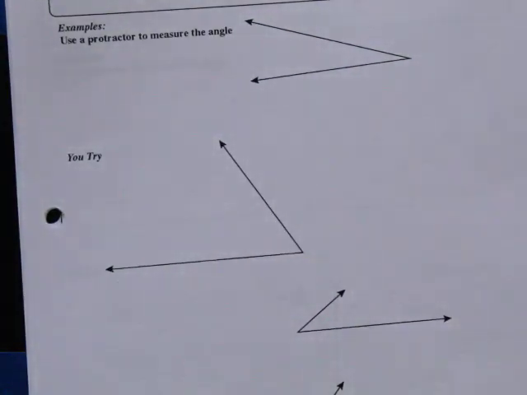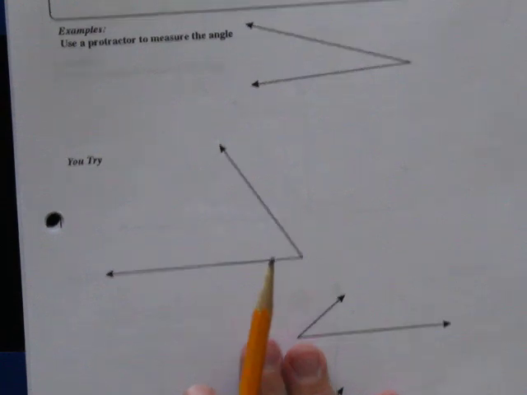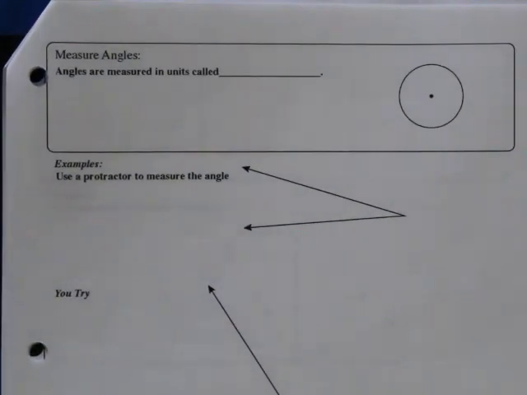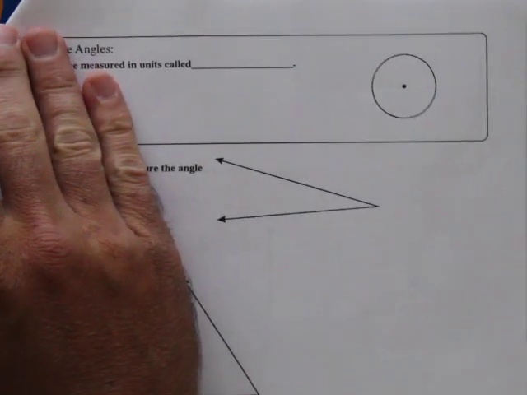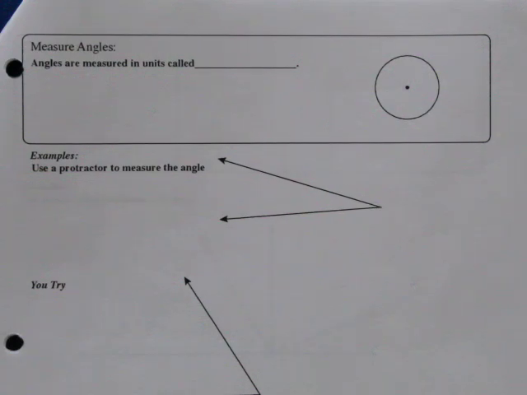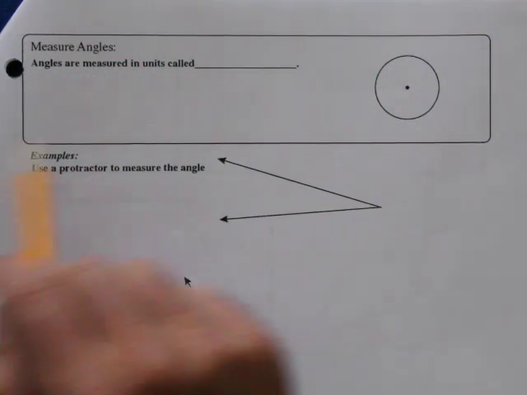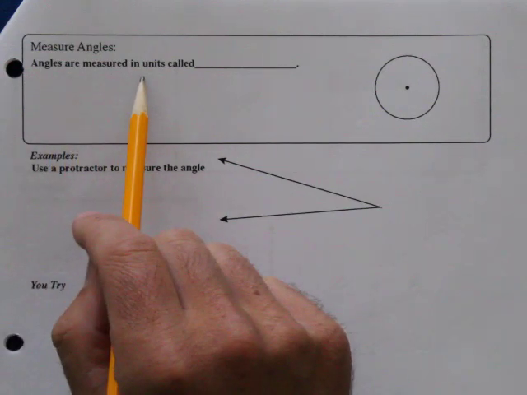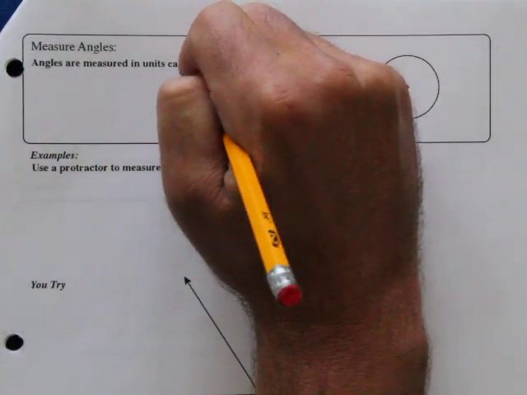Let's continue on to measuring angles. Now, we have a problem here, and that is that you do not have a protractor. But let's keep going here, and then maybe we can work this out. So angles are measured in units called degrees.